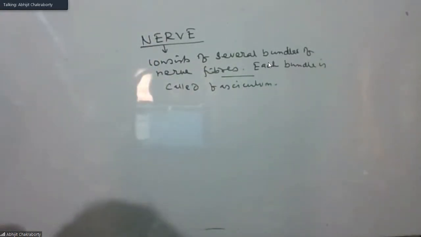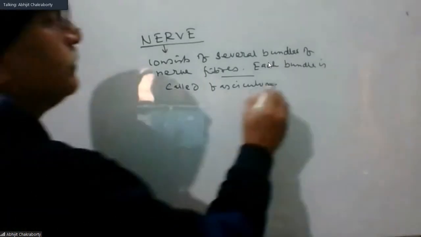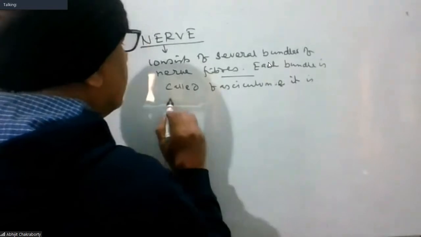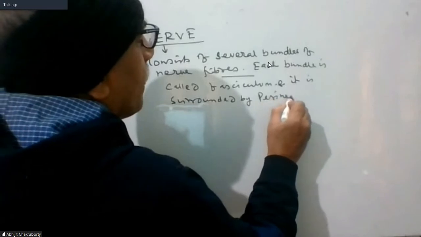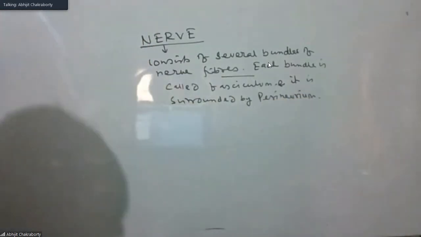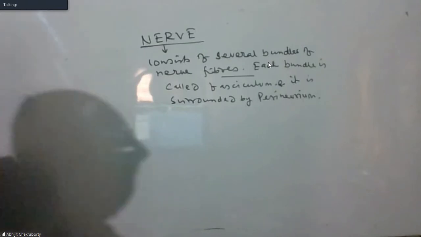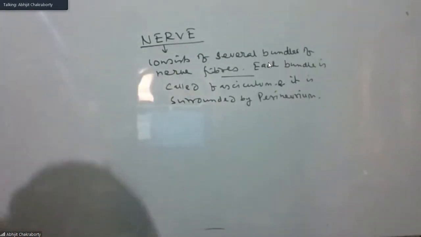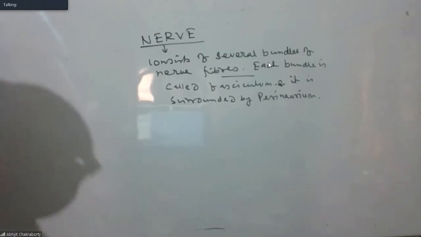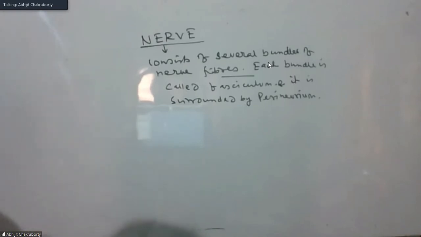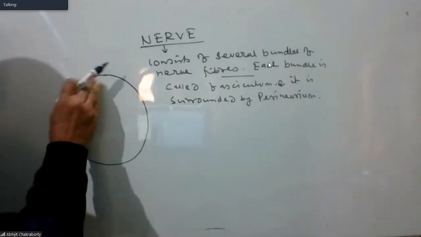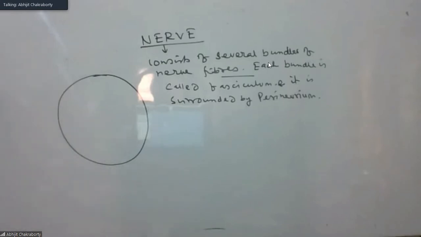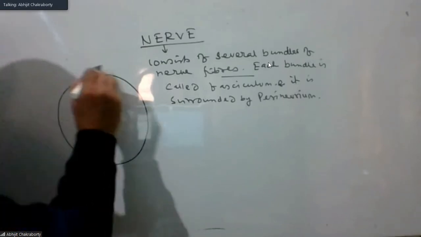Remember this thing. It is surrounded by a perineurium. If I am going to draw a diagram, then it will be easier for you. Look, one thing. This is the epineurium.